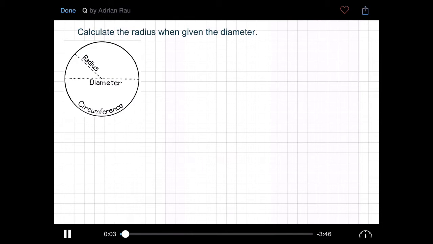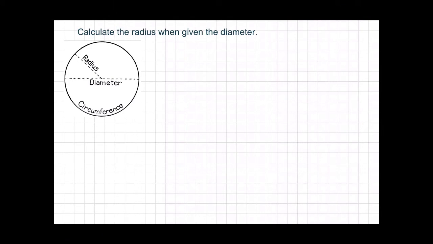Okay, in this video we're going to calculate the radius when given the diameter. Just a reminder that this distance around the outside of the circle is also known as the perimeter, and it is the circumference. The diameter goes from one edge of the circle through the middle to the other edge of the circle. And the radius goes from the middle of the circle out.